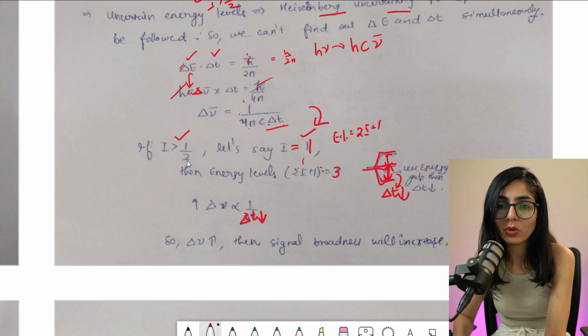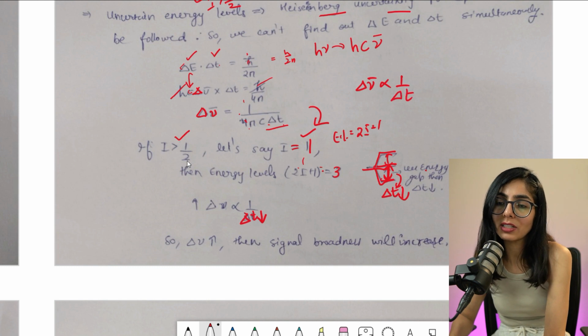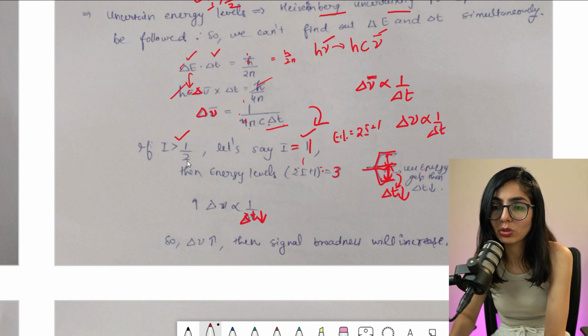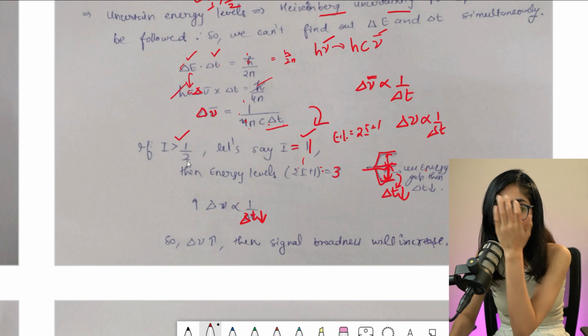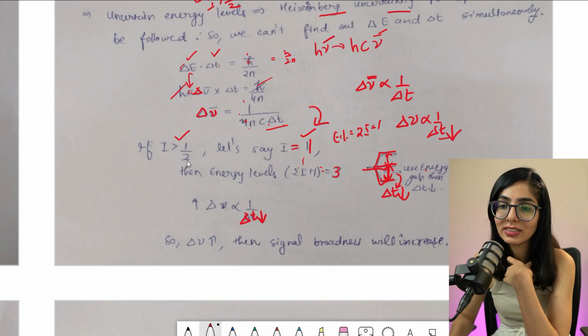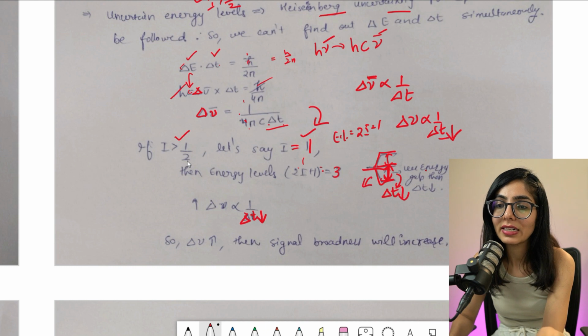So over here you can see this del nu. Del nu bar is inversely proportional to del T. So del nu bar is inversely proportional, so that means del nu is also inversely proportional to del T, because nu and nu bar are directly proportional. So in uncertain energy level, del T decreases, because the time between these two states will be less. So this frequency difference will be more. So del nu will be more, so that means signal broadness will increase.